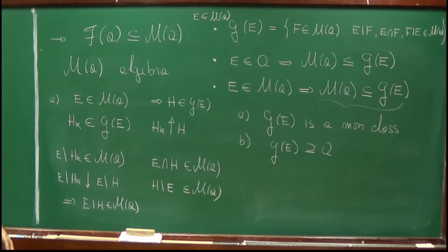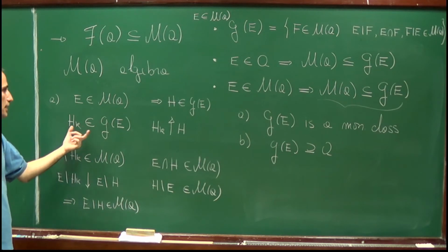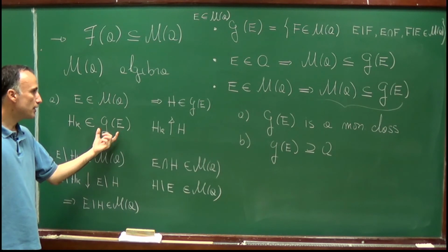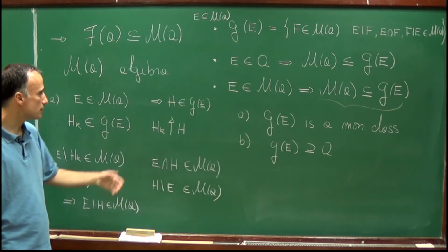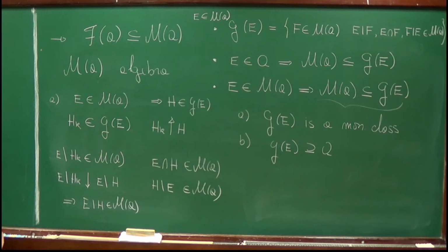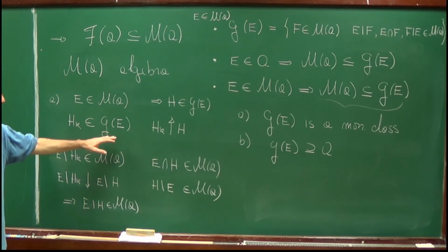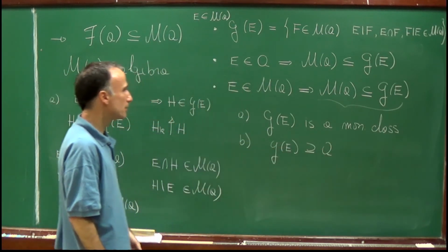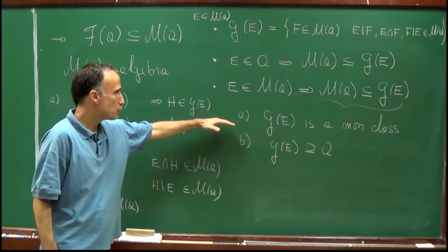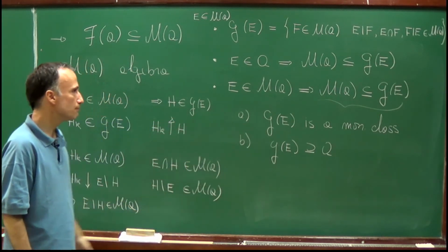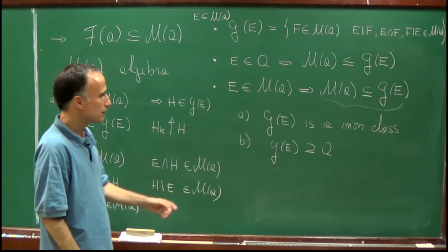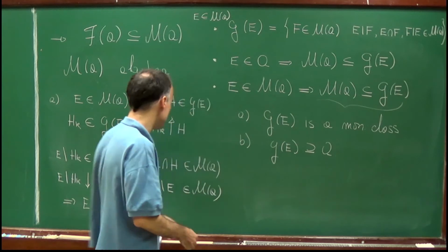So this proves that if you take any sets increasing to a set, it belongs to G of E, which shows that G of E is closed under increasing sequences, and the same argument holds for decreasing sequences. This proves that G of E is indeed a monotone class, as we claimed. So we proved this first assertion, that G of E is a monotone class. Now I will show that G of E contains the algebra.